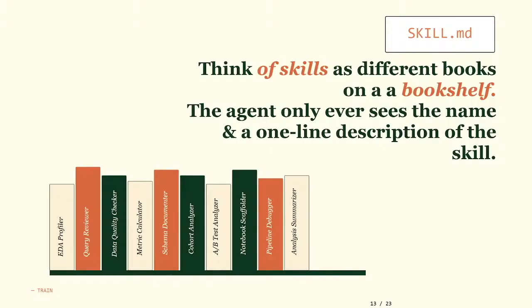Think about a bookshelf. You can only see the title and the author of the books from this view, right? Similarly, an agent only ever sees the name and a one line description of the skill. And when it recognizes a prompt that needs the skill to be used, that's when it pulls all the surrounding information from the skill and pulls it into the context. And again, this is great because it essentially saves your context window.